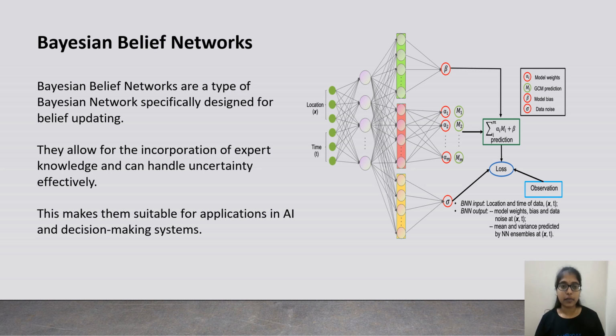Bayesian belief networks. Bayesian belief networks are a type of Bayesian network, especially designed for belief updating. They allow for the incorporation of expert knowledge and can handle uncertainty effectively. This makes them suitable for applications in AI and decision making systems.